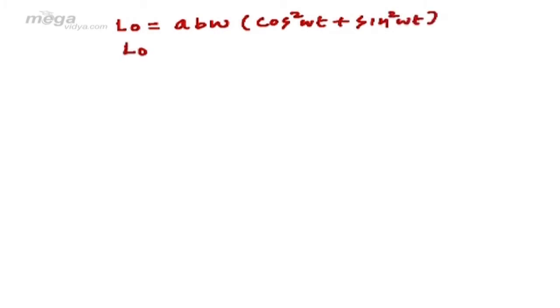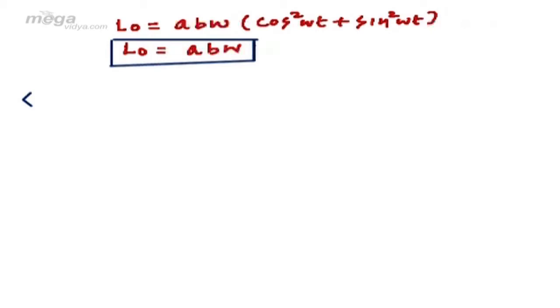So we can write L0 is equal to m a b ω (cos²ωt + sin²ωt), which is an identity. Thus the value of L0 will be equal to m a b ω. This is your required answer.